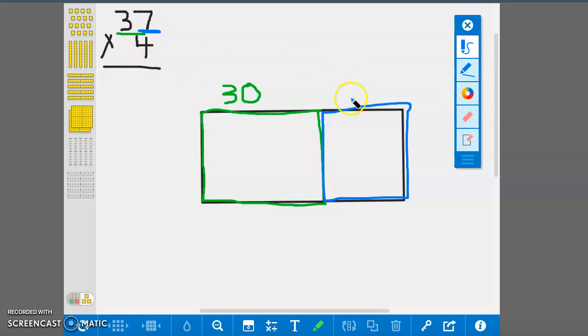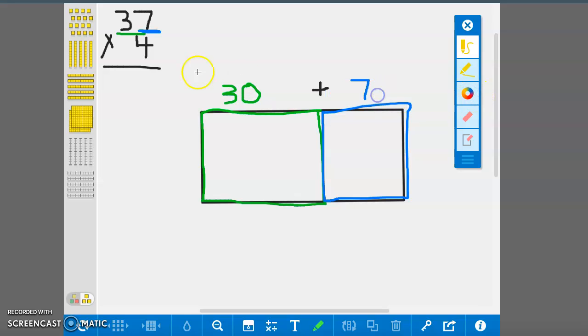When we have 7 ones, we are going to be putting a plus sign because we are going to be adding these together at the end. So we can still see that this equals 37 because 30 plus 7 is 37. So we have our tens block, which is 30, and we have the ones block, which is 7.